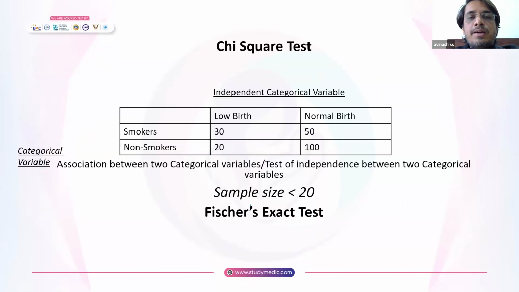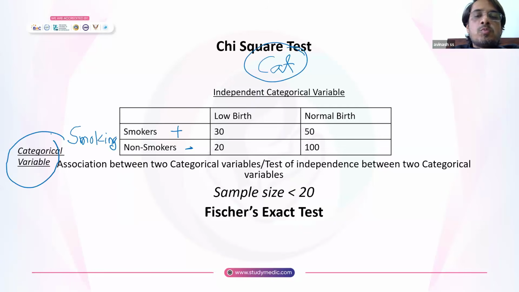Now we will come to the categorical variable. Smoking status. What type of variable is it? It is a categorical variable, correct? They may be yes or no, smokers or non-smokers. And depending on the birth weight, whether they are low birth weight or normal birth weight category, this is also a categorical variable. So we have two categorical variables: smoking status and birth weight category.